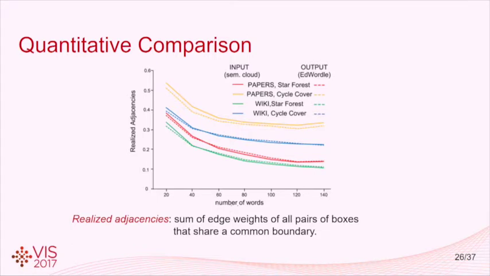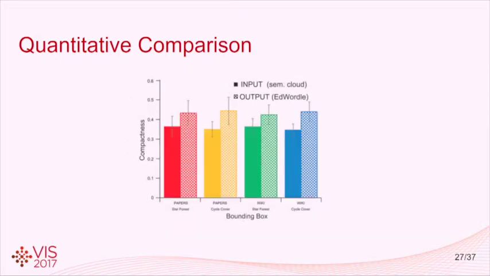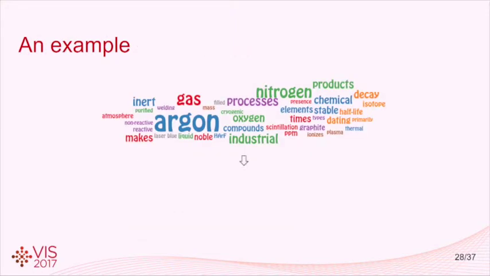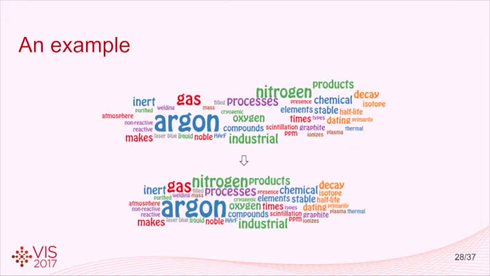This figure demonstrates that realized adjacencies for the output layouts, which are represented by dotted lines, are almost equal to the original layouts, which are continuous lines. That means the neighborhood relations are well preserved by EdWordle. In the second picture, the input is the solid bar and the output is the dotted bar. It shows that the compactness of these word clouds is improved by EdWordle. Here's an example. We can see that the compactness of this Wordle layout gets improved substantially.